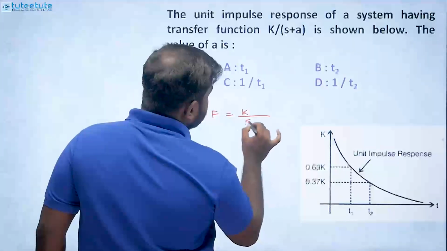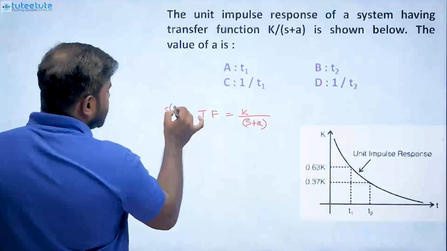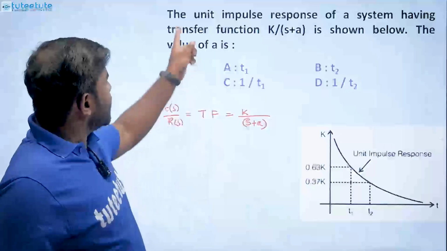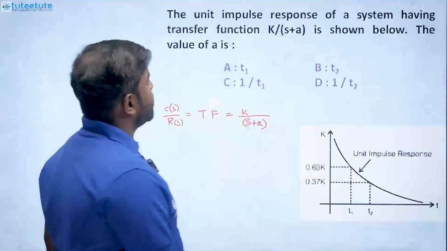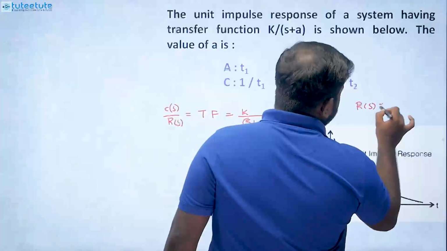K divided by s plus a. Okay, that is nothing but what? Your C of s by R of s. And it says that unit impulse response of a system. So, which means that R of s is nothing but what? 1 only.